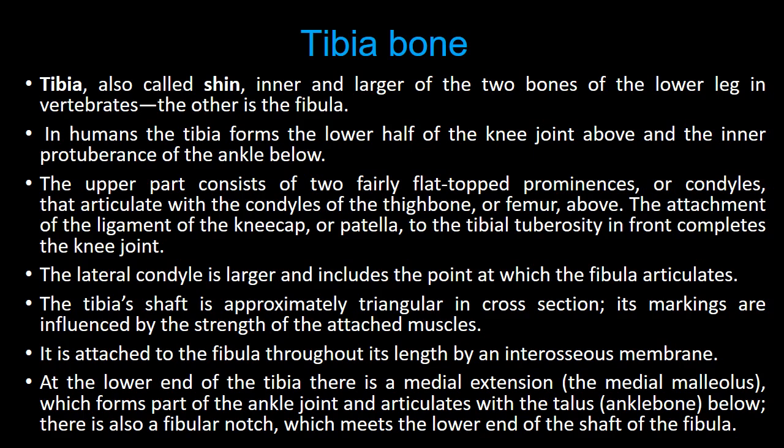The tibia's shaft is approximately triangular in cross-section. Its markings are influenced by the strength of the attached muscles. It is attached to the fibula throughout its length by an interosseous membrane. At the lower end of the tibia, there is a medial extension which forms part of the ankle joint and articulates with the talus below. There is also a fibular notch which meets the lower end of the shaft of the fibula.